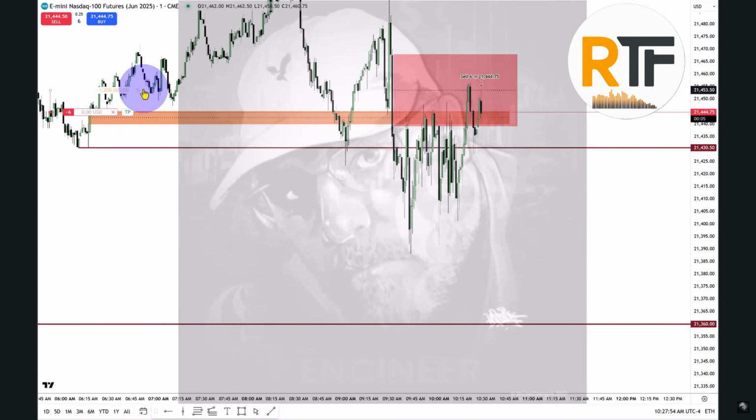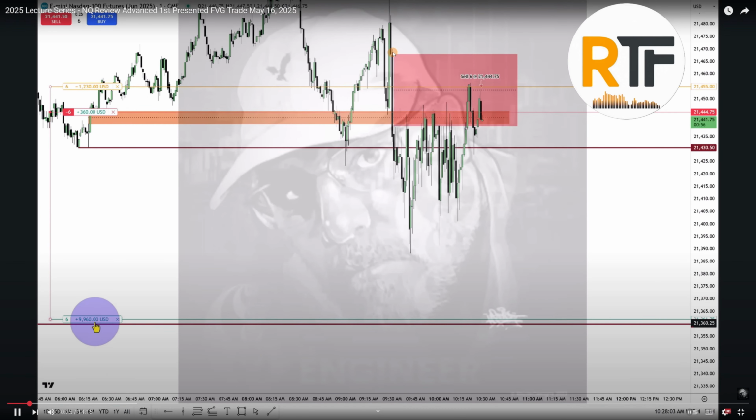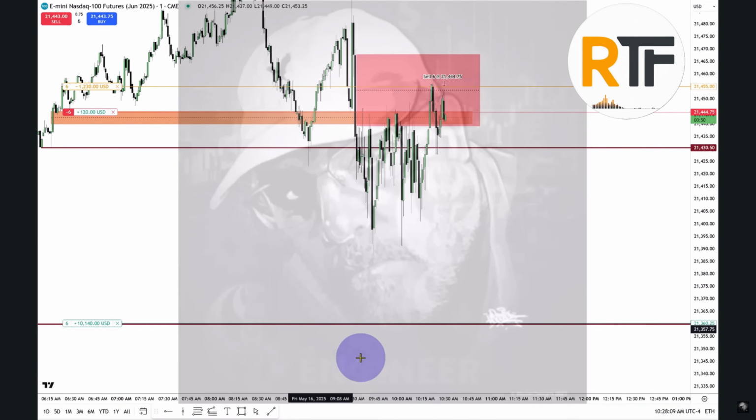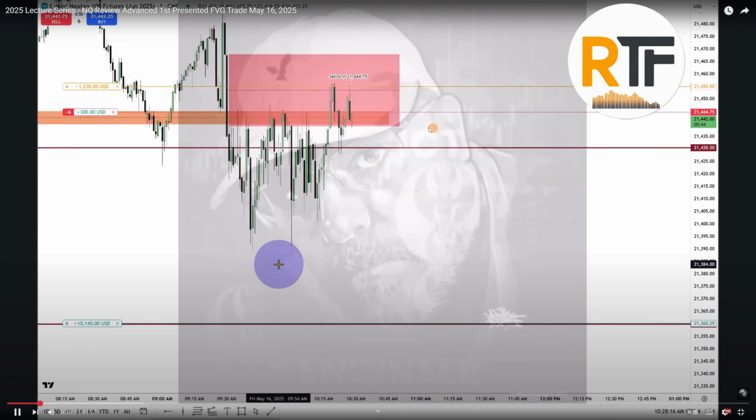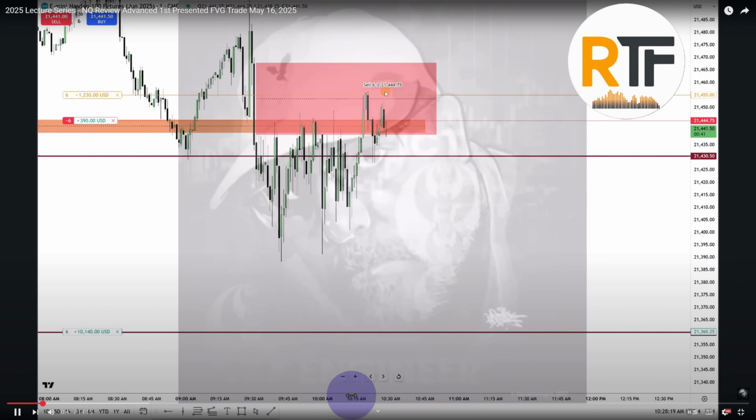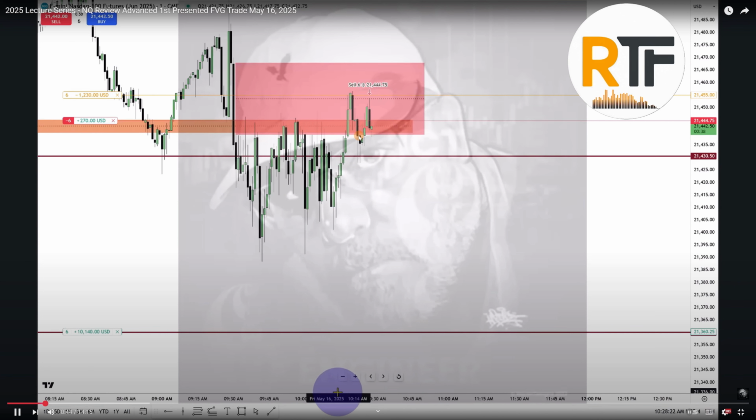Okay, so it looks like he entered short here. He has his risk just above that high, actually just above the 50% of this fair value gap. This red 1 minute fair value gap is the first presented fair value gap of the day. And we can see that we had just rallied above 50% and then we started going down outside of the fair value gap and even closed below it.